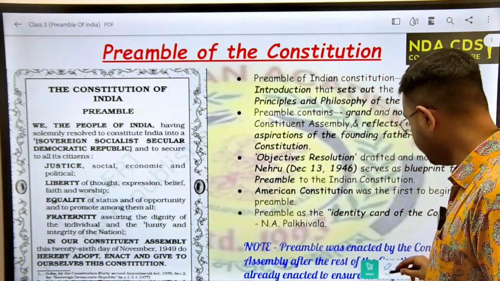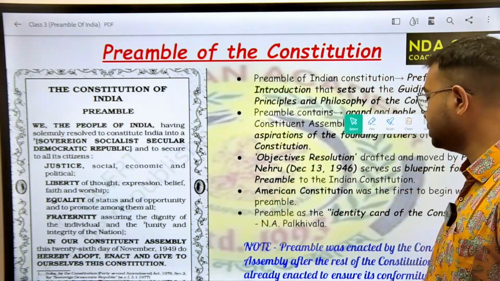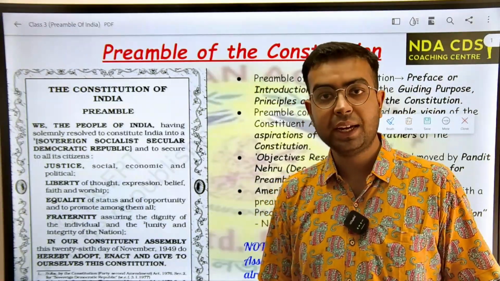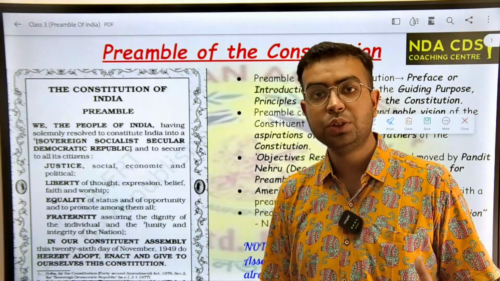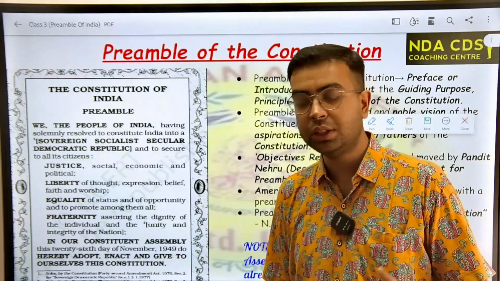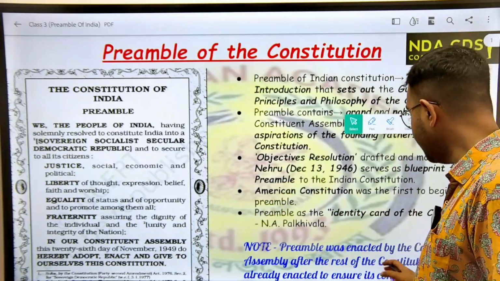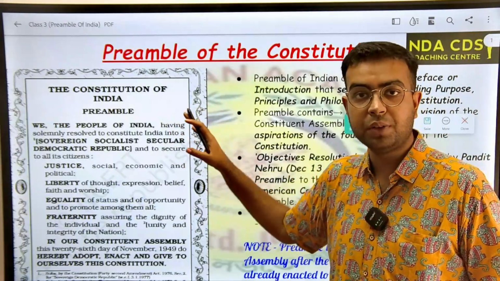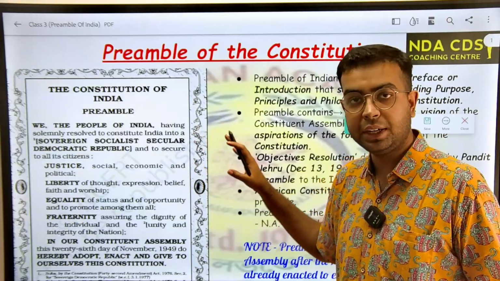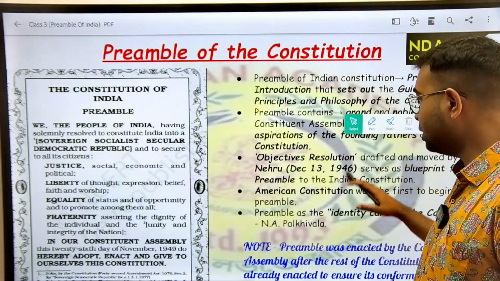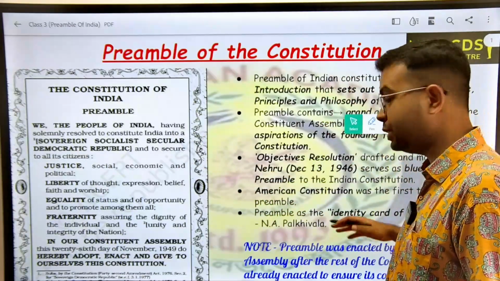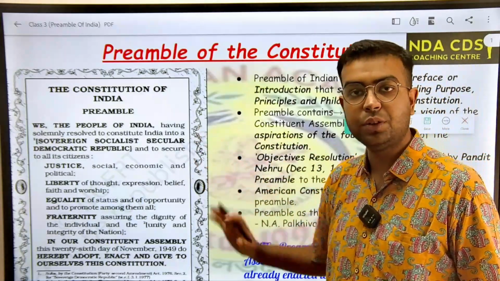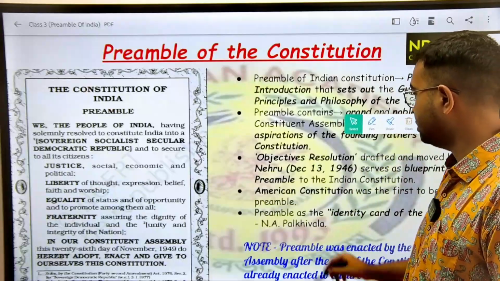Now, an important fact about the Constitution is that when the Constituent Assembly was enacting our Constitution, they did not enact the preamble along with the rest of the Constitution. They did not enact it together. The main body of the Constitution was enacted before, and later on the preamble was enacted by the Constituent Assembly.